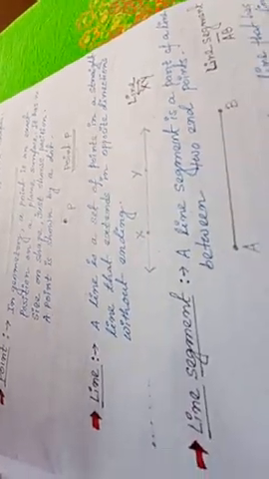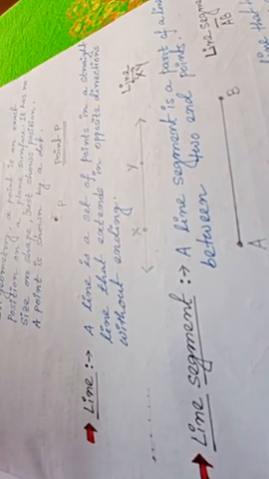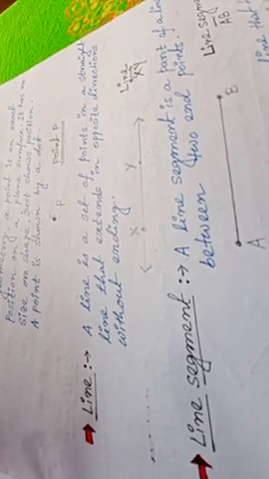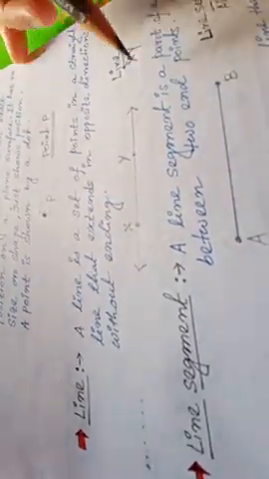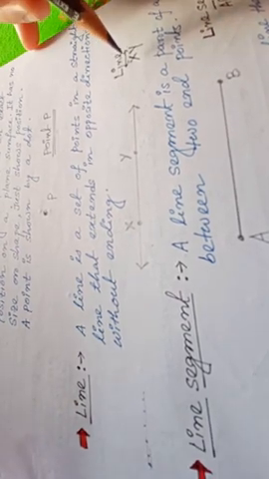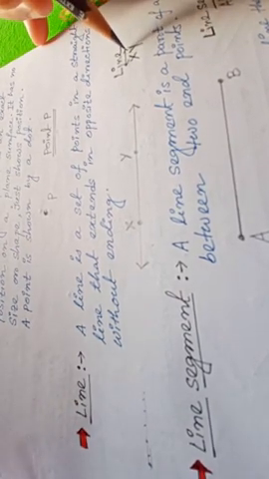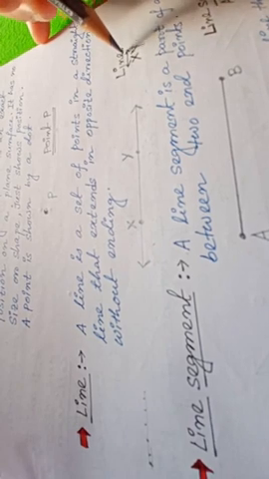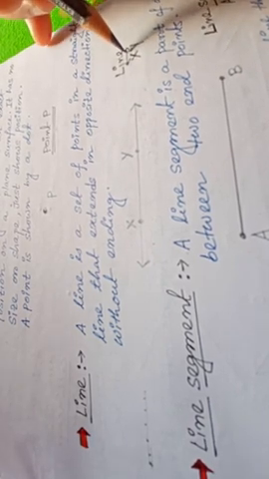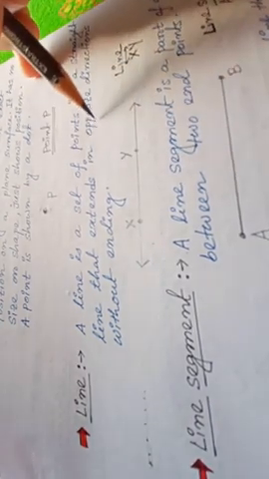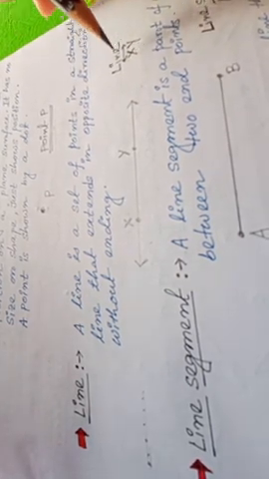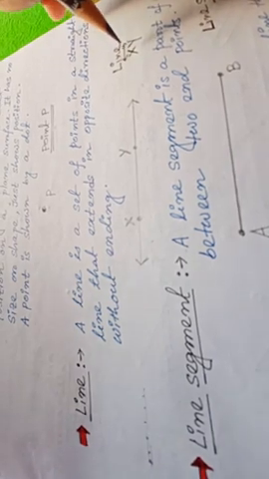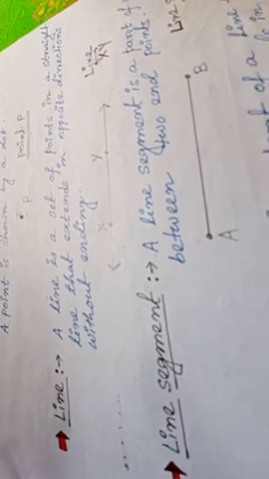Next is the line. What is a line? A line is a set of points in a straight line that extends in opposite directions without ending. How do we express it? See this XY, and on top of these two letters you have to draw this line, and you see these two arrow signs I have drawn here, because the definition mentions that it extends in opposite directions without ending. This means it's going on, and it has no end.